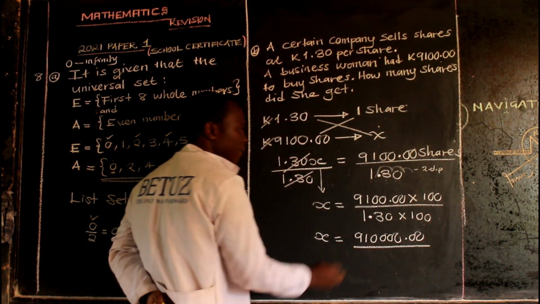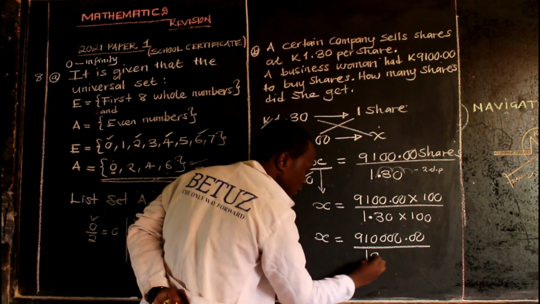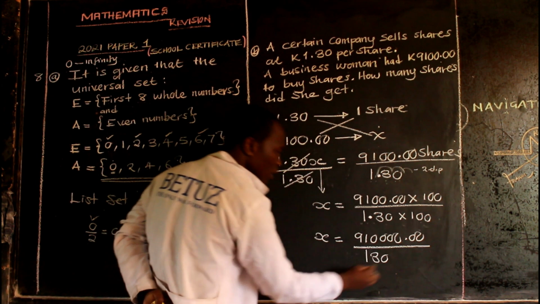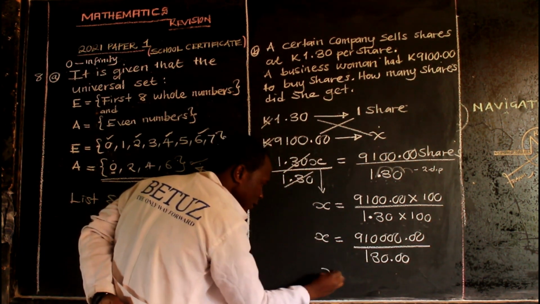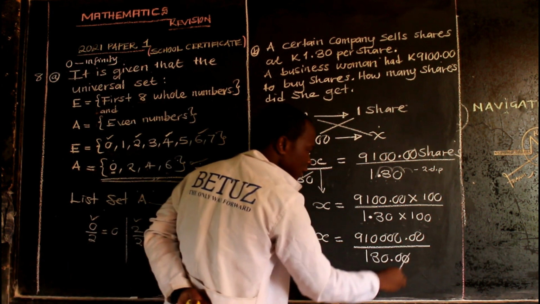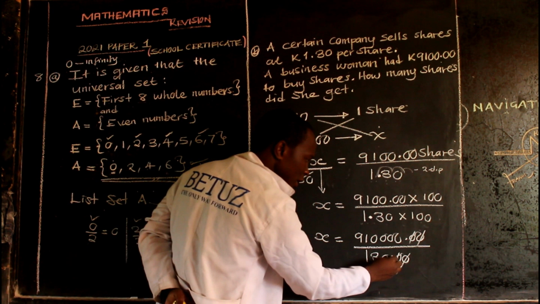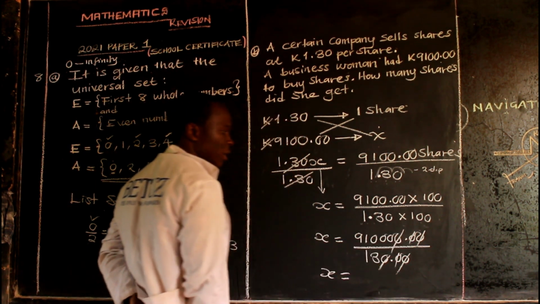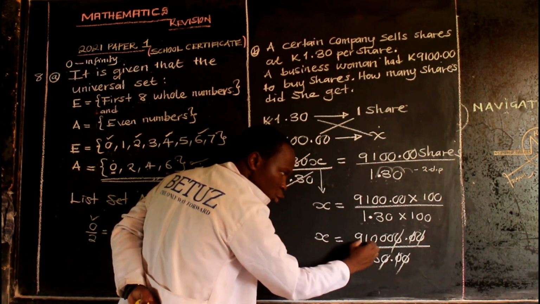910,000 divided by 1.30 times 100, you are going to obtain 130. Can you add these zeros to maintain? Then we say X is equal to this, and this and this are going to go. Then this 0 and this 0 are going to go as well. Then you are going to say 13 is a factor of 91.